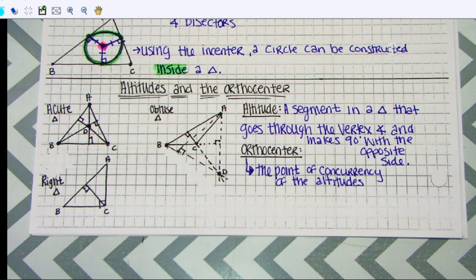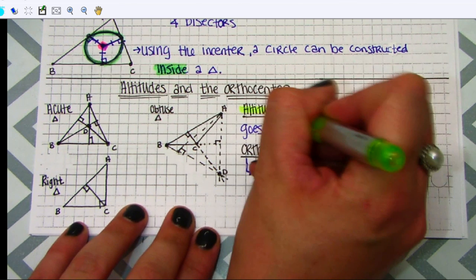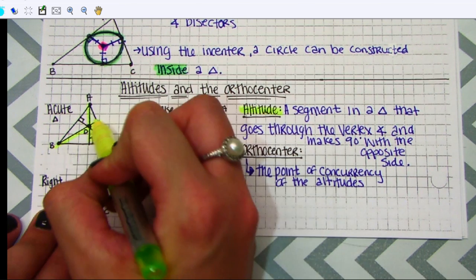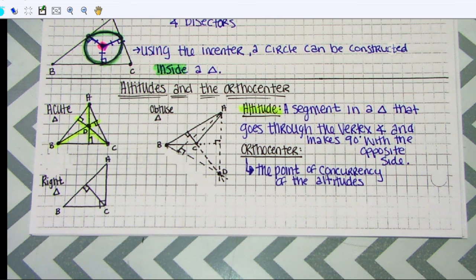So in an acute triangle, our orthocenter is always going to be inside. So looking at our picture, our altitudes are here, here, and here. They make 90 degrees with the opposite side. That's all the orthocenter, or the altitudes do. Now, since the altitudes are in an acute triangle, meaning all our angles are less than 90, since they're in an acute triangle, the orthocenter will be located inside.